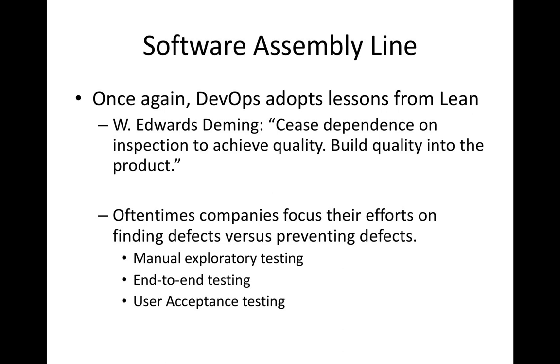And how do we know this? Well, if you just look at practices that are being followed by traditional organizations, you'll see that most of these organizations are engaged in a significant amount of manual exploratory testing of their software applications. They might be doing some end-to-end testing. They may be doing user acceptance testing. They're testing their code after the code has been written to try to figure out if the development teams have written quality code or not.